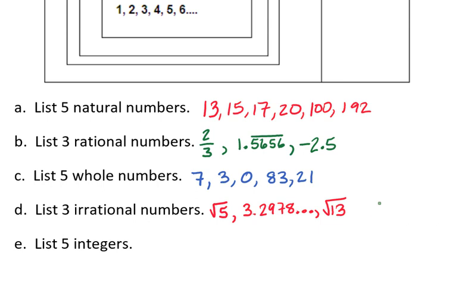Let's check our 5 integers. So for integers, I chose negative 15, 7, 0, 3, and negative 8. So if you chose a positive or a negative number that was a whole number, or the number 0, then you picked 5 integers. Hope this helps.